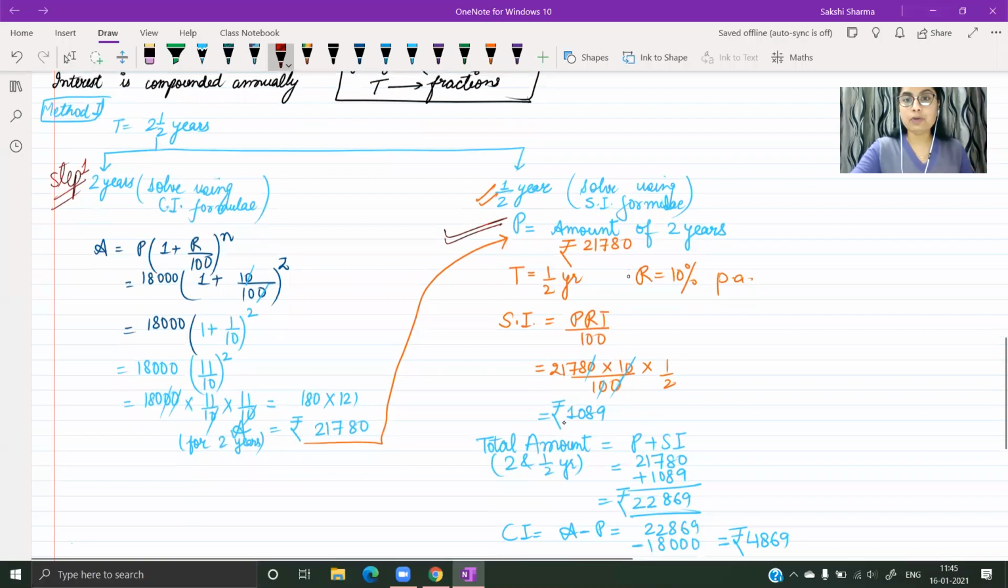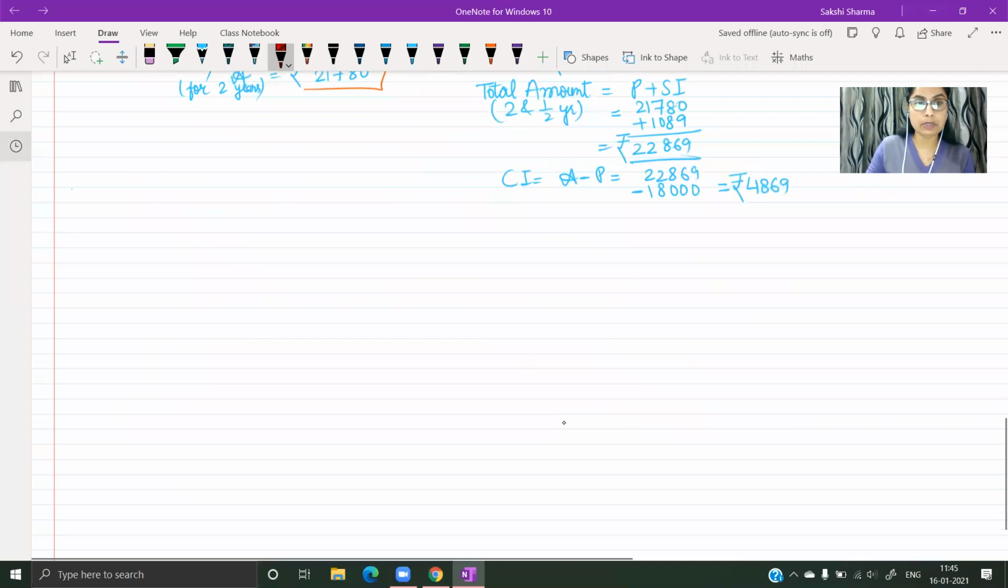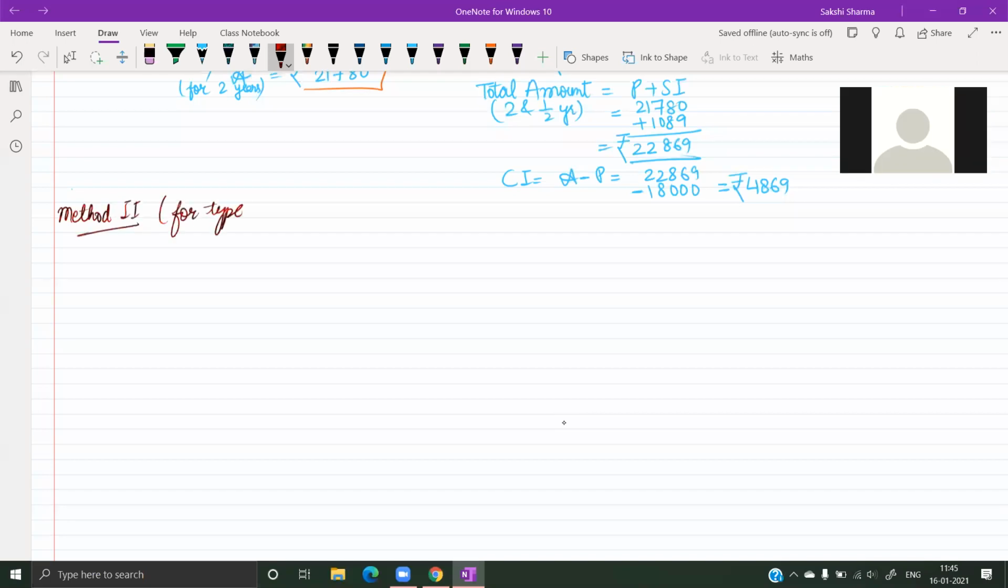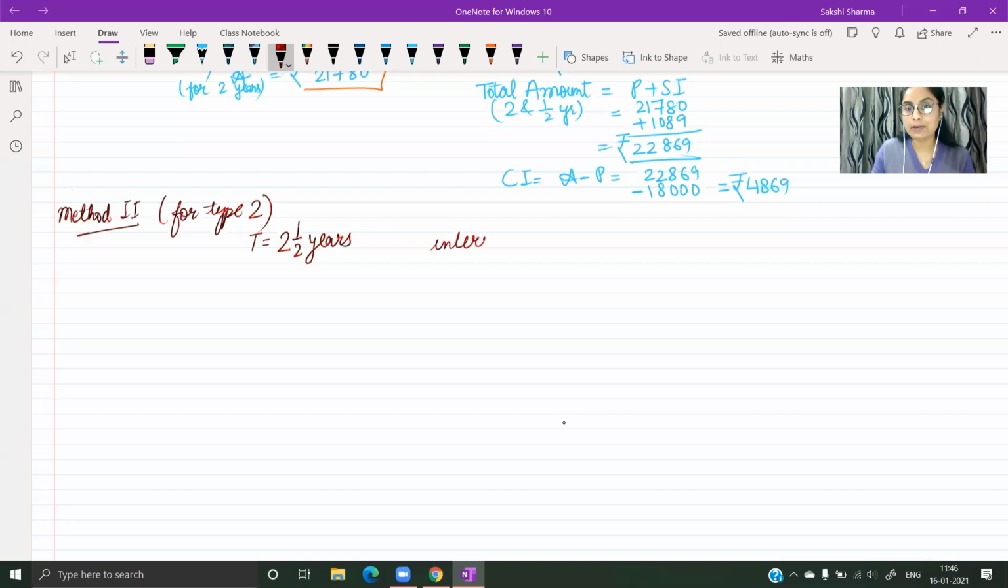So the second method of doing this question, please note it down. Same question for type number 2. There is another method. This is type 2 where the time period is 2.5 years and interest is compounded yearly.